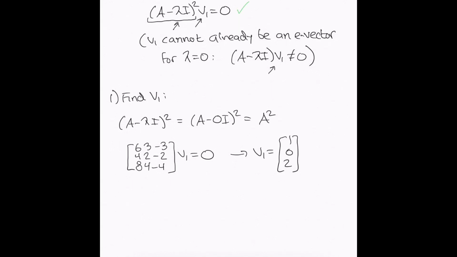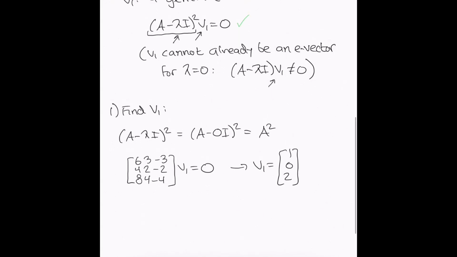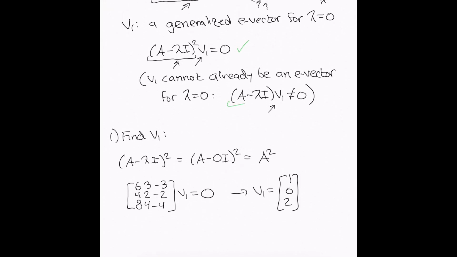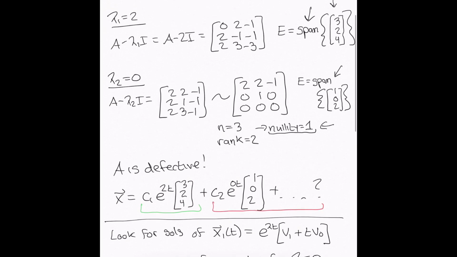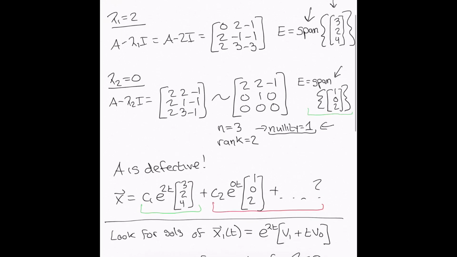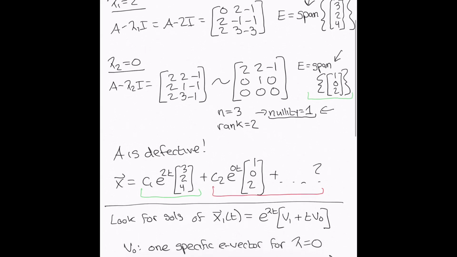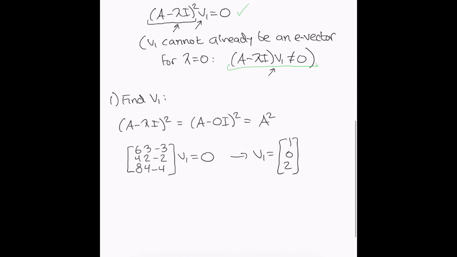That's great. But what you have to be really careful of is that this second part here can't already be an eigenvector for lambda equals 0. So if you go up to what our eigenspace was, we had the span of 1, 0, 2. So the vector I picked out here, my generalized one, is already an eigenvector. So it's not good. I can't use this one here. That will run you into some trouble if you forget to check that point.